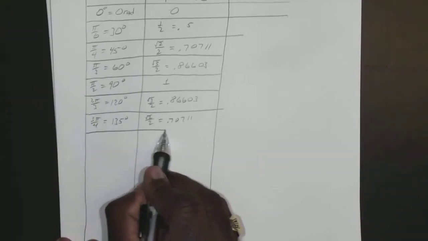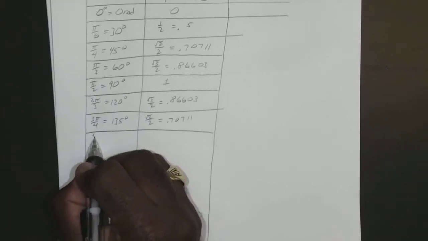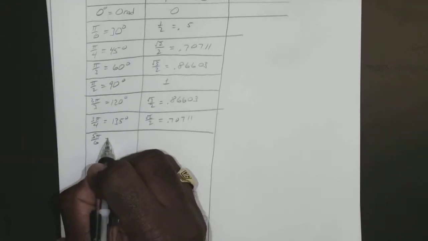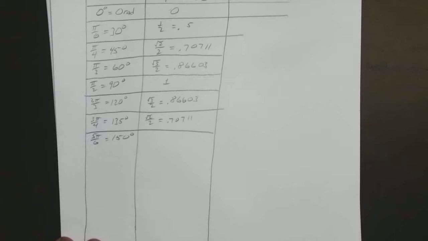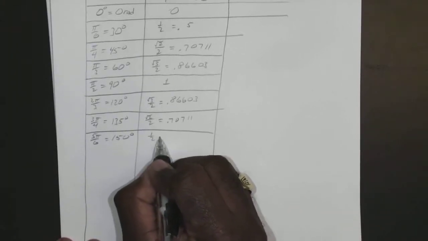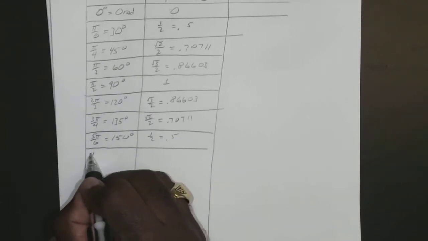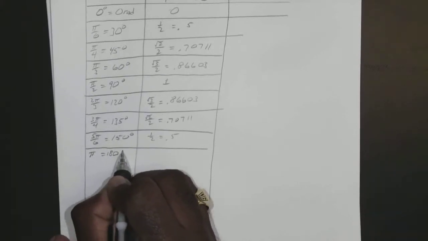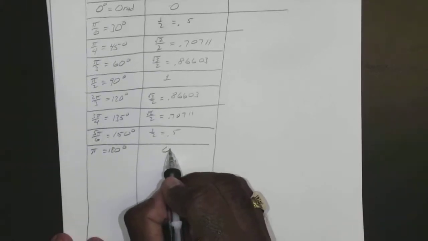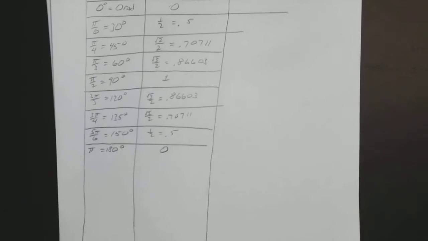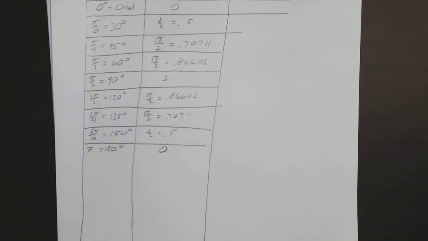If you go to 5 pi over 6, which is 150 degrees, is actually equal to 1/2, which is 0.5. And if you go all the way to pi, which is 180 degrees, you know your y value is equal to 0. Okay, so now we're going to keep going around the unit circle.